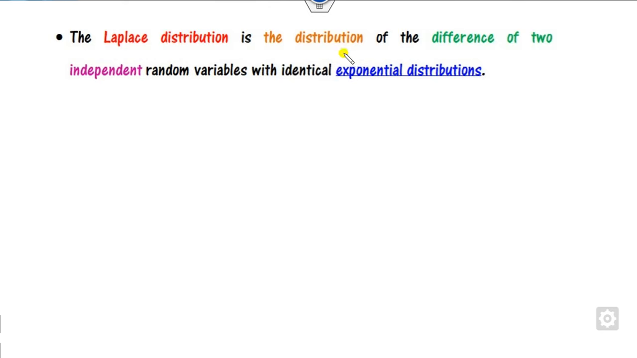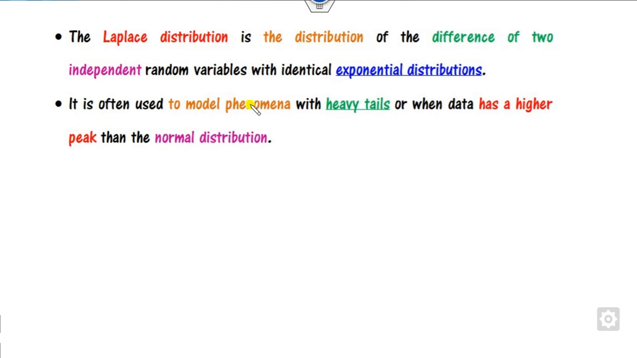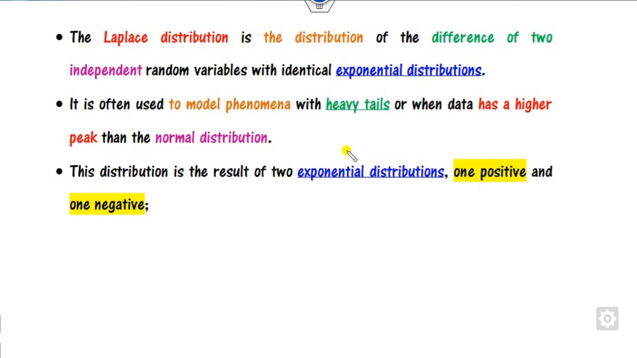The Laplace distribution is nothing but the difference of two independent random variables. If I say x and y are independent and both follow the exponential distribution, then the difference of them will follow the Laplace distribution. That is the basic property of the Laplace distribution. It is used to model phenomena with a heavy tail or a higher peak than the normal distribution. Also, the Laplace distribution is called the double exponential distribution.